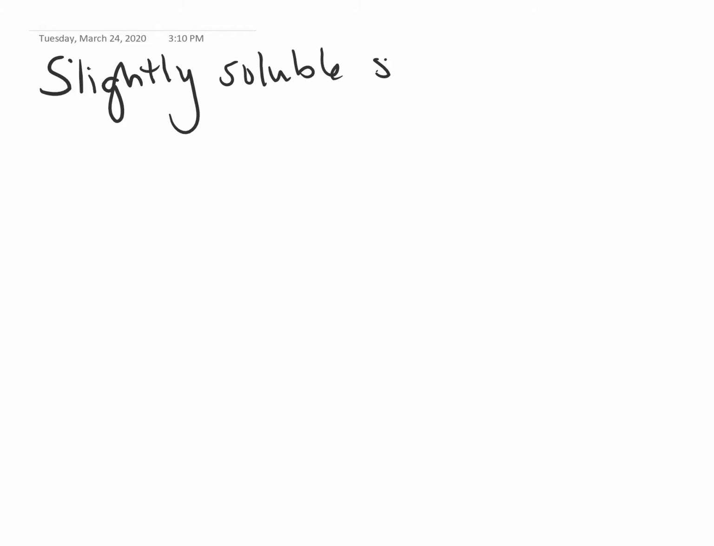Okay, this is back for week 2, and this week we're going to look at slightly soluble salts. All right, so if we go way back, I think it was chapter 4, and we had a list of solubility rules. Those solubility rules told us what things were going to be soluble in water and what salts were not. So we either said soluble or insoluble.